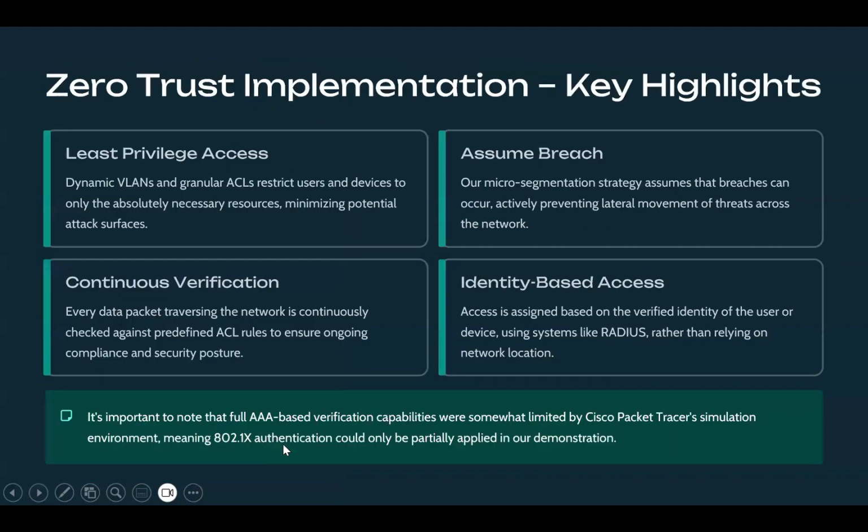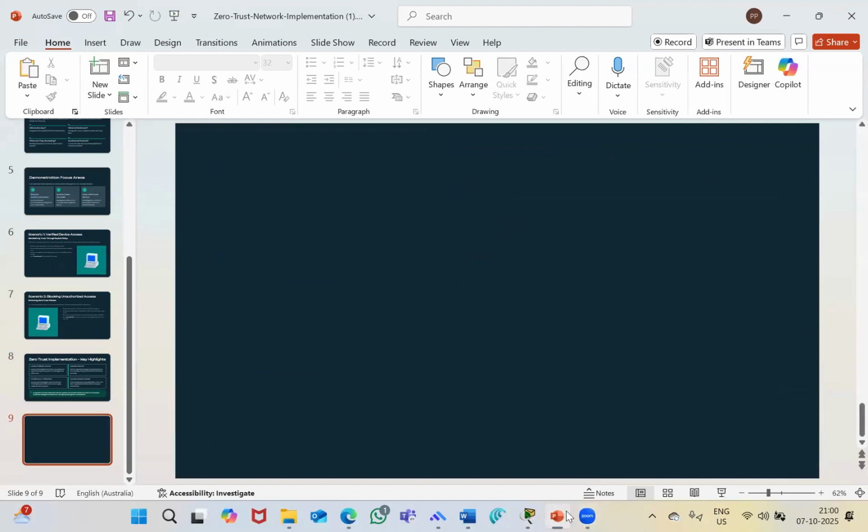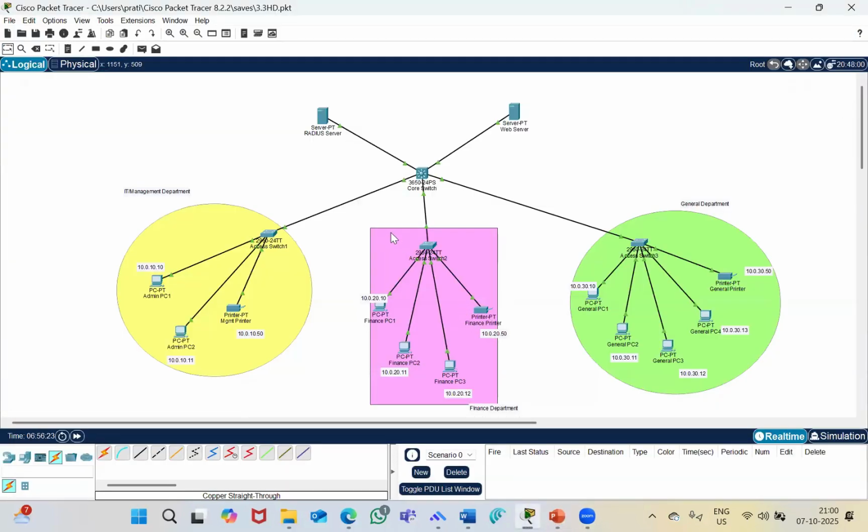In our zero trust implementation, these are all the cases that I have verified. Also, I would like to highlight that AAA based verification capabilities were somewhat limited by the Cisco Packet Tracer simulation environment. So this means my simulation will only highlight the access control that happens with ACLs. Let's quickly move on to my Cisco Packet Tracer.